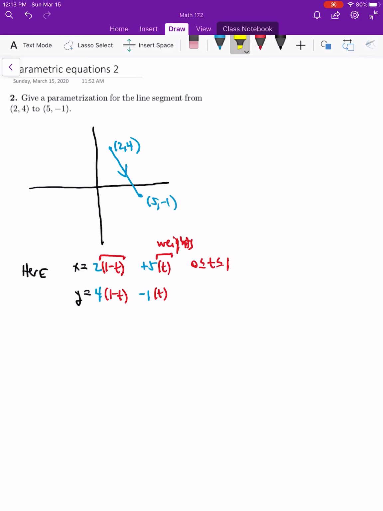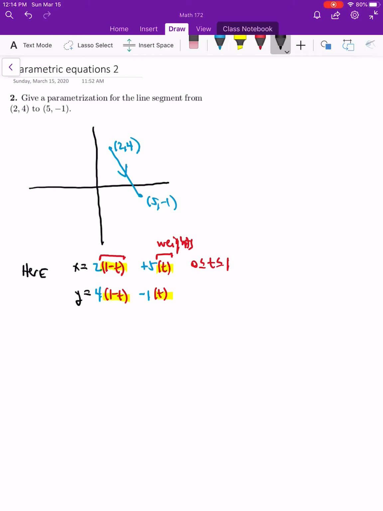Now notice when t is equal to 0, then this first weight is 1, the second weight is 0, and I know that x is equal to 2. And similarly for y, when t is 0, I know that this is 1 and this is 0, so I know that y is equal to 4. Likewise, if I plug in t equal 1, I'll see that x is at 5 and y is at -1. So I can see how t equals 0 gives the initial point I want, and t equals 1 gives the terminal point that I want.